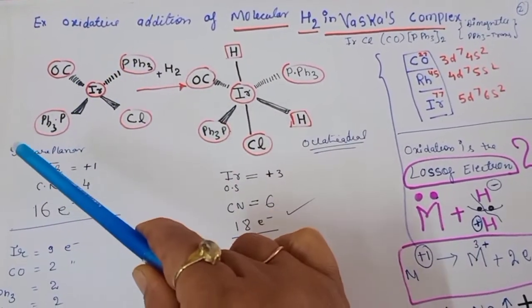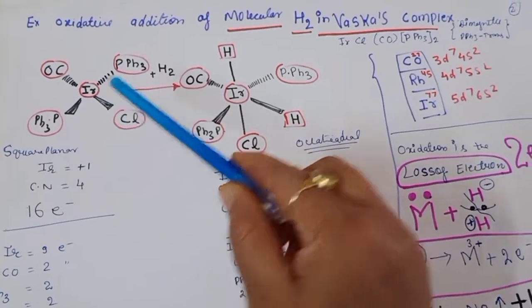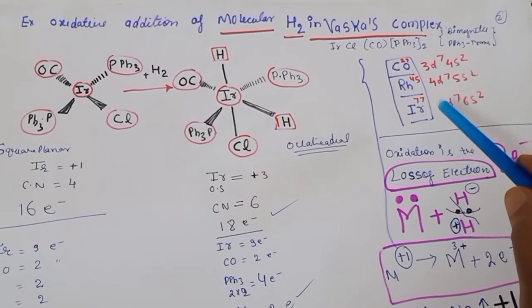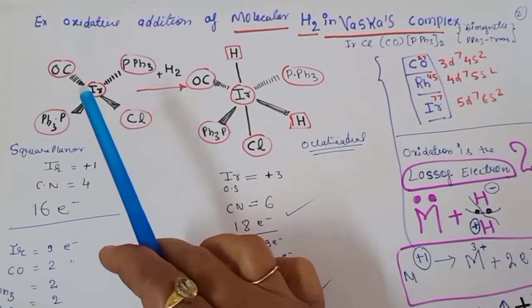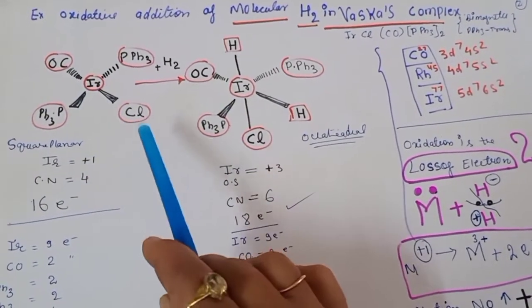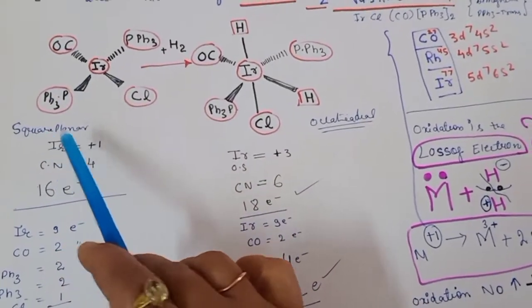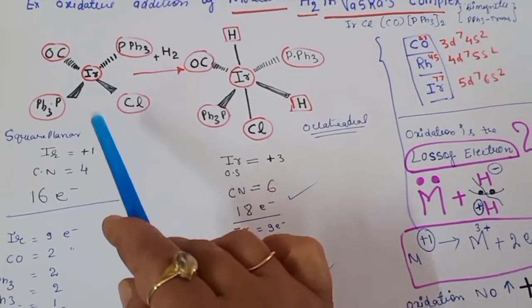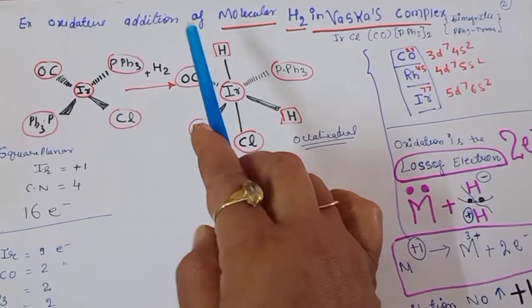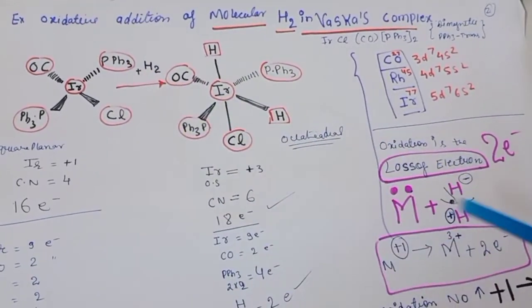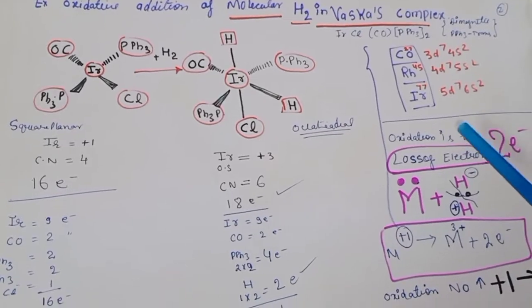So what happens here? This is the metal, and we know that the atomic configuration of iridium is 5d7 6s2. Always a non-bonding electron pair will be there, and this complex is square planar and the coordination number is 4. But after the oxidative addition, oxidation will take place first. What is oxidation? It's the losing of 2 electrons.